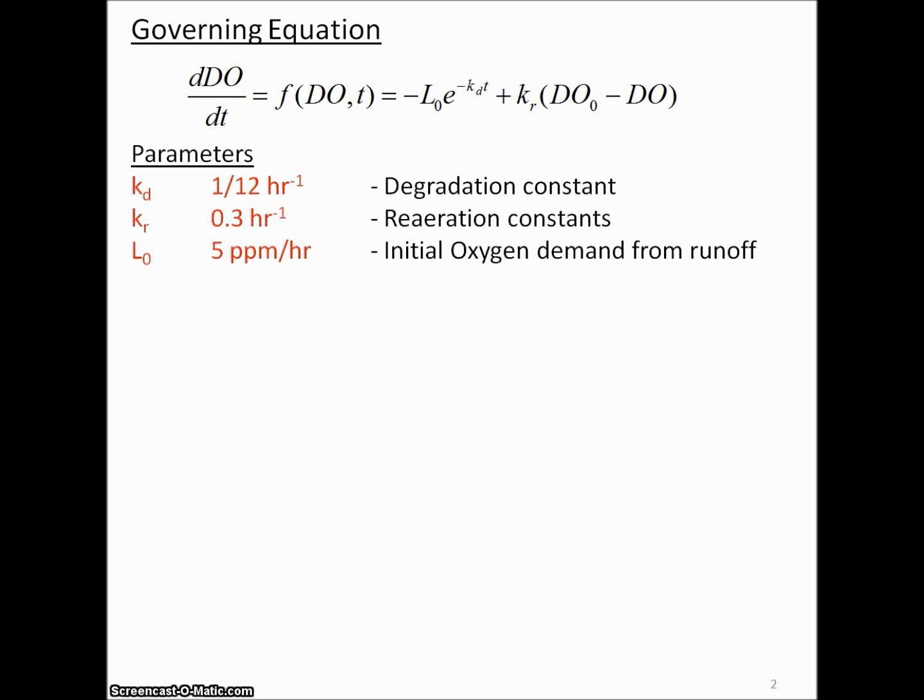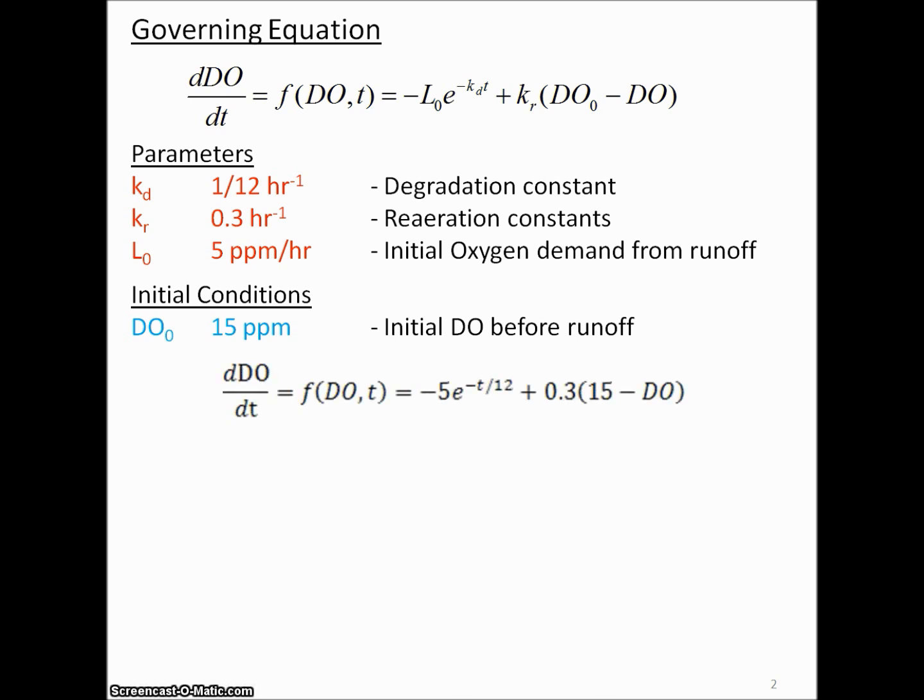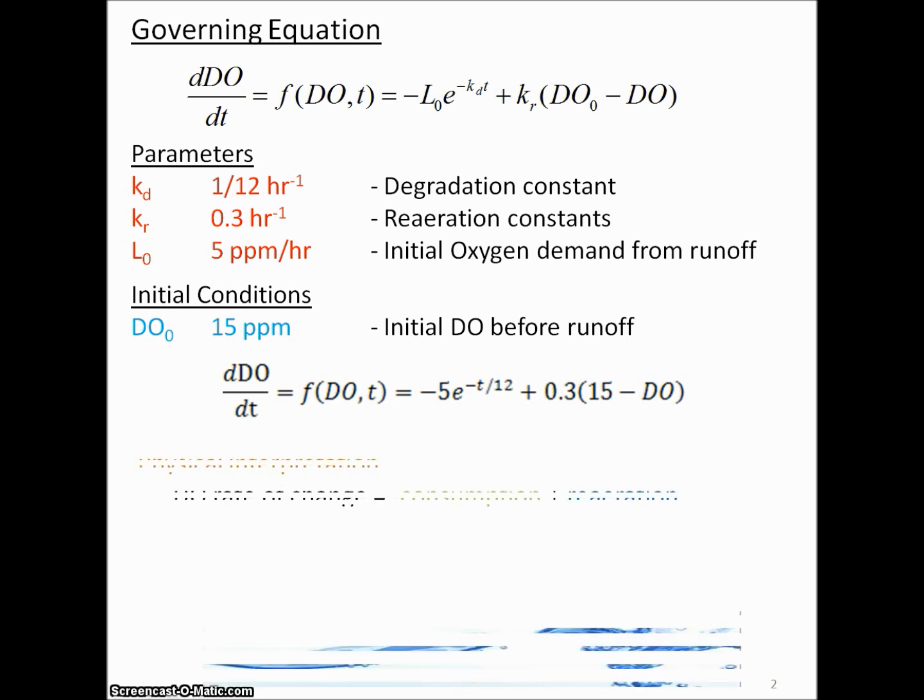Some parameters included in this problem are K sub D, the degradation constant, chosen as 1 over 12 hours; K sub R, the re-aeration constant, chosen as 0.3 per hour; and L0, the initial oxygen demand rate, chosen as 5 parts per million per hour. For a runoff event, we estimate our stream to have 15 parts per million of dissolved oxygen, so our initial condition DO0 is 15 parts per million. Plugging in values, we have our governing equation in final form.